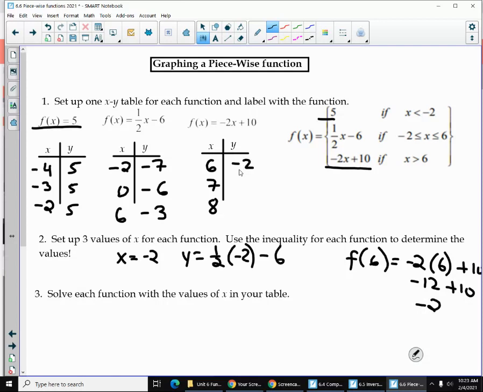If you evaluate f of 7, -2 times 7 is -14. -14 plus 10 is -4. And when x is equal to 8, -2 times 8 is -16. And -16 plus 10 is -6. So how do I graph this? Now the challenge is, how do I graph this? So let's take a moment and let's try to graph the 3 functions.